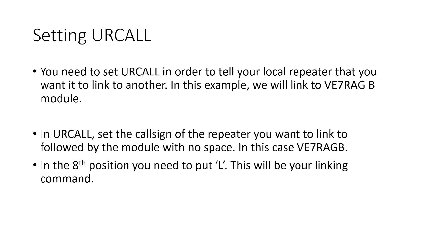And the linking command is similar no matter what call sign you put in there. So it follows this formula. In this example we will link to the VE7RAG B module repeater. So in your call, you're going to set the call sign of the repeater that you want to link to, followed by the module with no space. This is the only spot where you're not going to put a space between the call sign and the module letter. And that is because in the 8th position you need to put in L. This is a linking command. So no matter what you're connecting to, the 8th position needs to be L, and that will be your linking command. This tells the network that you want to link.